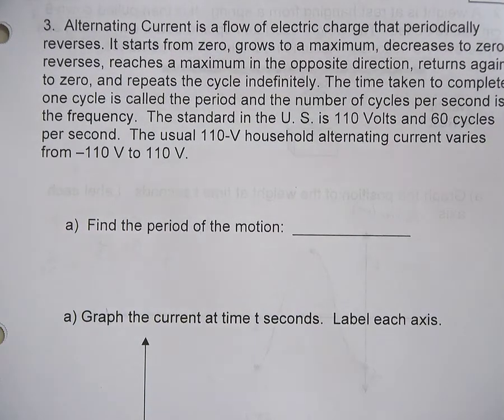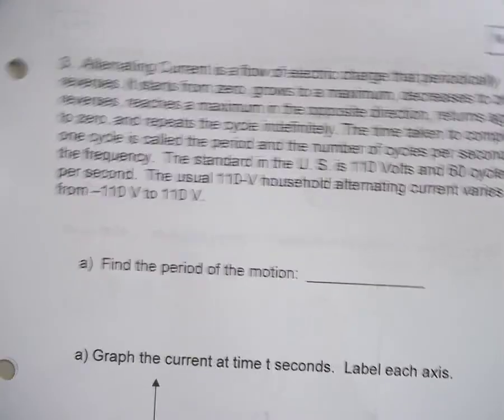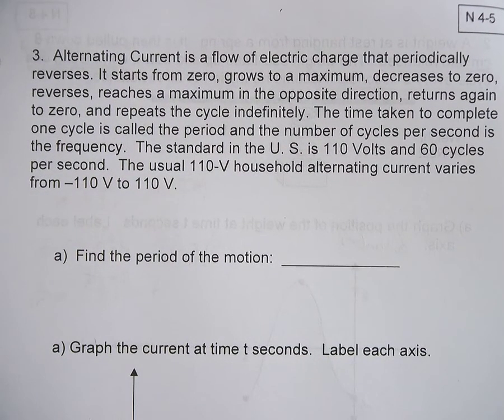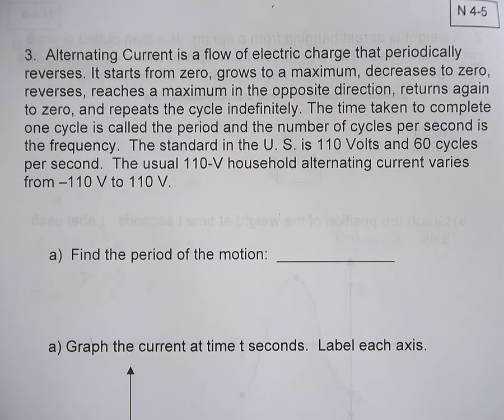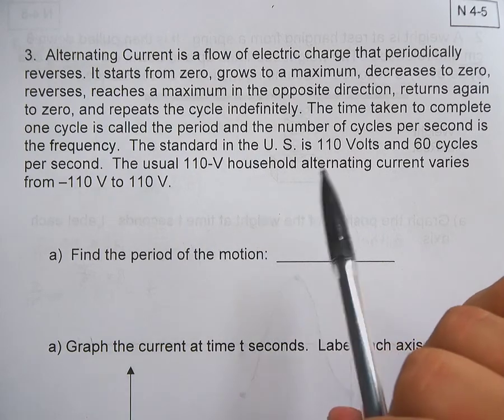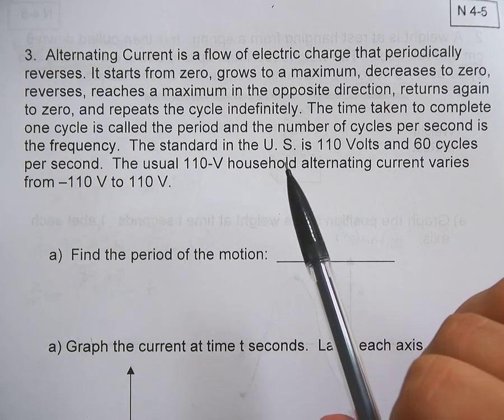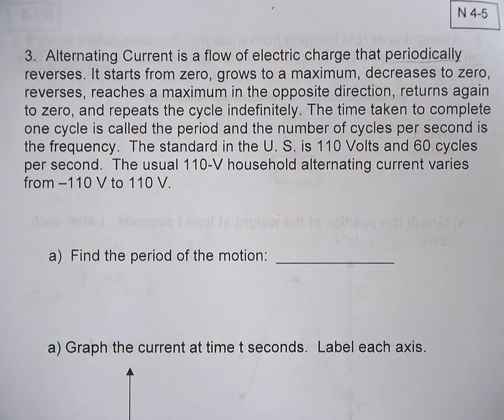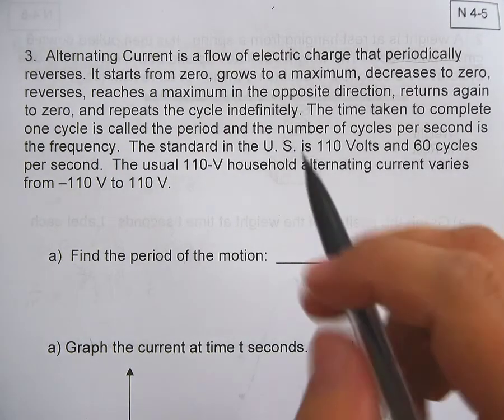Alternating current. This is something you use every single day of your life. When you plug your phone in to charge overnight, this is what's happening inside of your phone. Alternating current is a flow of electric charge that periodically reverses. See that periodically? It means it's going to be sinusoidal. Or it should be. Starts from 0, grows to a maximum, starts from 0.